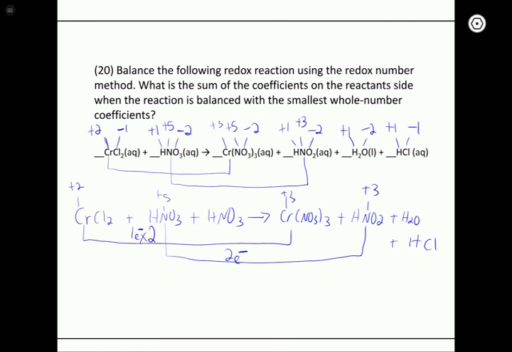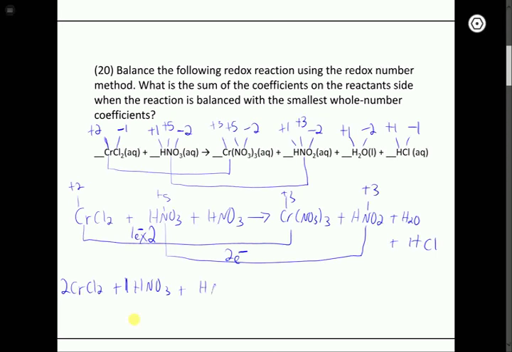So when we do that, we get chromium chloride. We have to have 2 of them. We have 1 HNO3. We're going to fix that first coefficient to 1. We still haven't balanced the second nitric acid, HNO3. And then we're going to get 2 chromium nitrates. We have to double that coefficient as well to balance number of electrons. 1 HNO2. We don't want to change that coefficient at all. That's already set to 1. And then H2O and HCl.